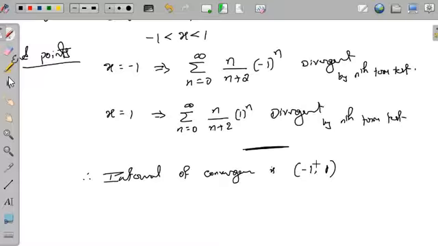Is this series conditionally convergent at any point? If we observe, this is only an absolutely convergent series, it is not conditionally convergent.